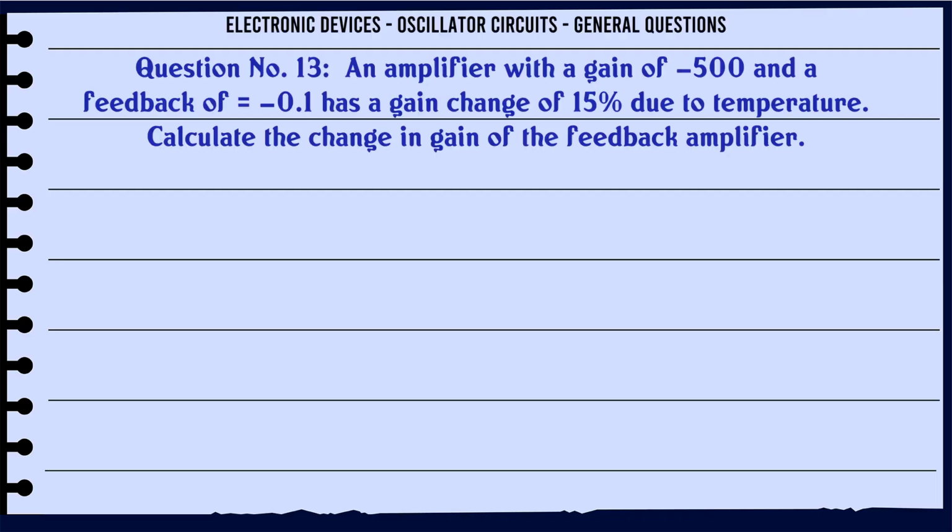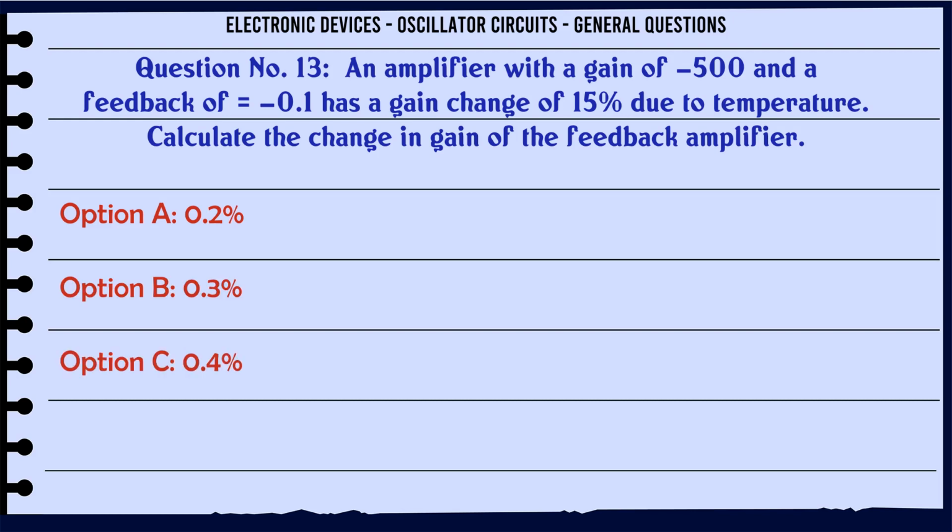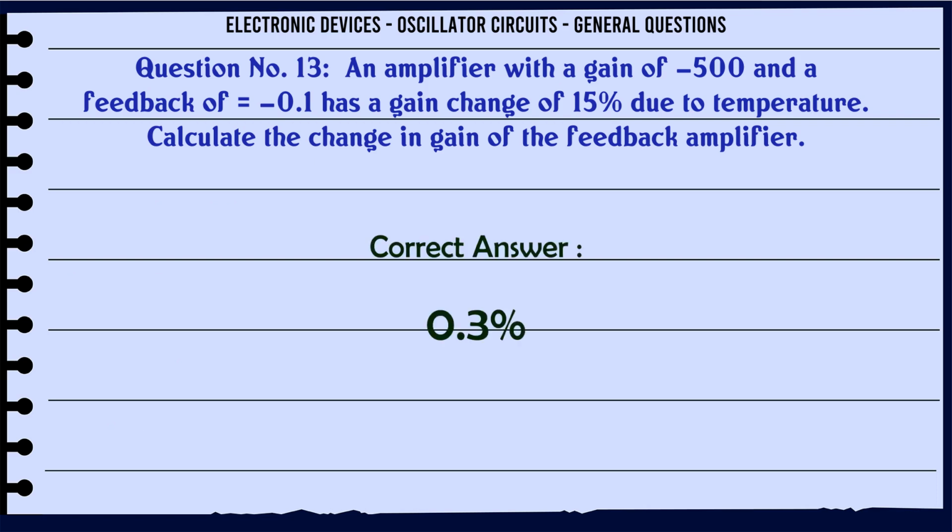An amplifier with a gain of 500 and a feedback of 0.1 has a gain change of 15 due to temperature. Calculate the change in gain of the feedback amplifier. A: 0.2, B: 0.3, C: 0.4, D: 0.5. The correct answer is 0.3.